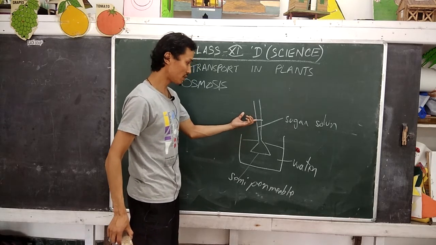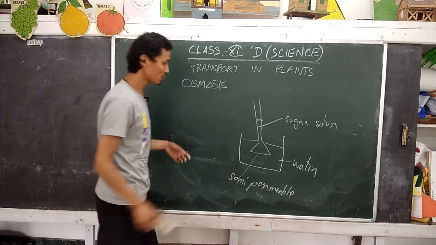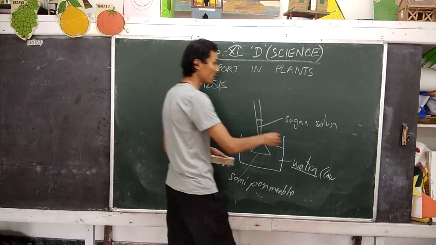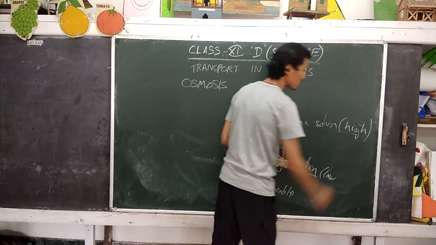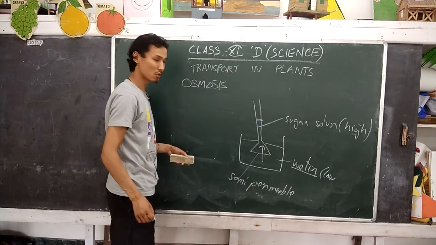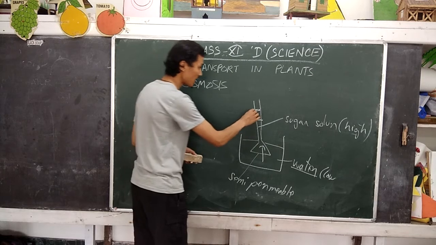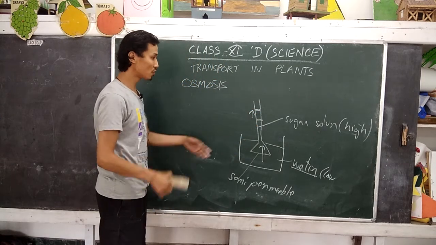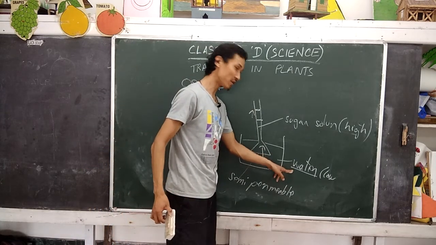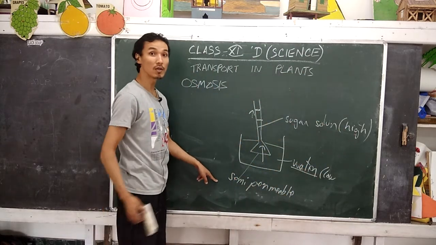So according to osmosis, what happens is water moves from a region of low solute concentration to a region of high solute concentration. So in this case, water has low solute concentration, whereas sugar has a high solute concentration. So that means the movement of water will be from the beaker towards the funnel. So after some time, what we'll notice is that the level of solution inside the funnel has increased. So this shows what osmosis basically is. That is, it is nothing but the movement of water from a region of low solute concentration to a region of high solute concentration through a semi-permeable membrane.